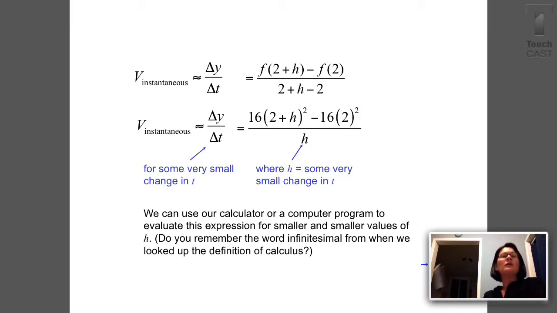So my f function is 16 times t squared. That tells me the distance the rock has fallen. I'm going to evaluate that function not only at 2, but also at 2 plus a teeny tiny bit. I'm going to call that teeny tiny bit h. So I have 2 plus h as my second input value, my second time value. So we could use a computer or a calculator to pick small values for h, maybe even smaller and smaller values for h, to figure out what this instantaneous velocity would be.